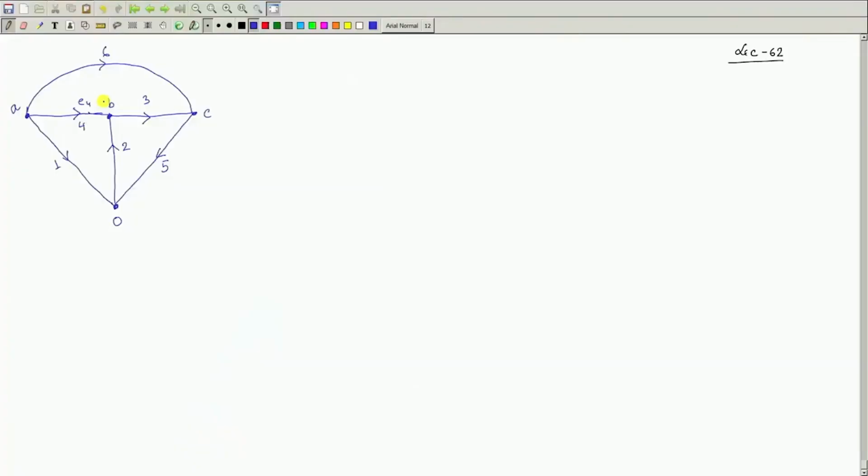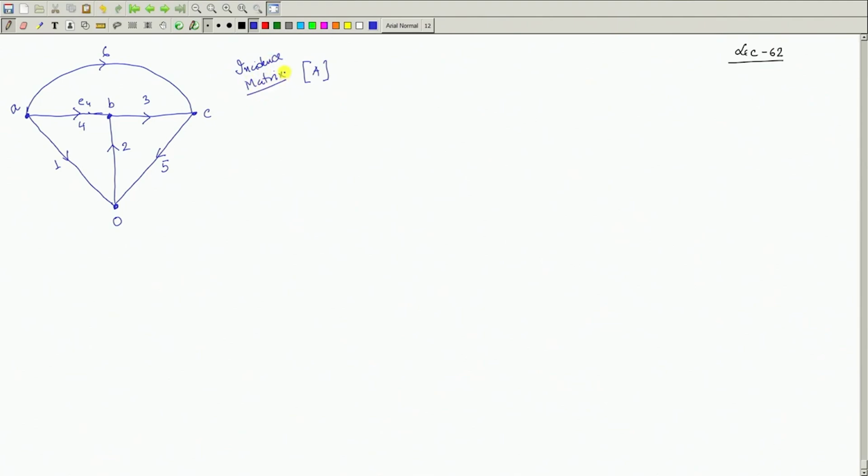Welcome to lecture number 62, and we have been discussing network analysis using graph theory. In the last 3 lectures, we have defined several important things. One is a matrix A, which is called the incidence matrix. Let me very quickly go through it.